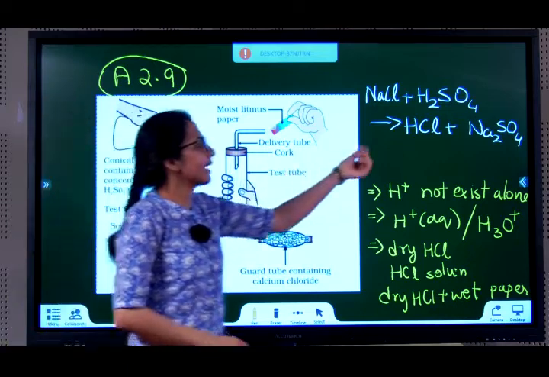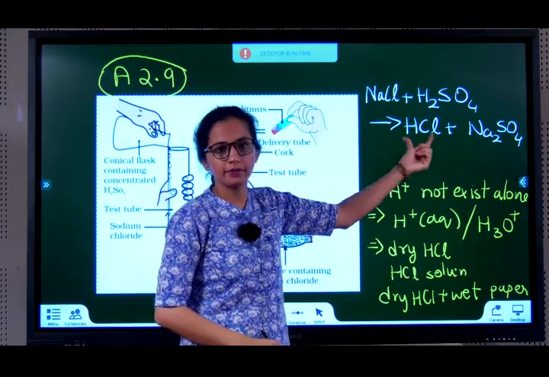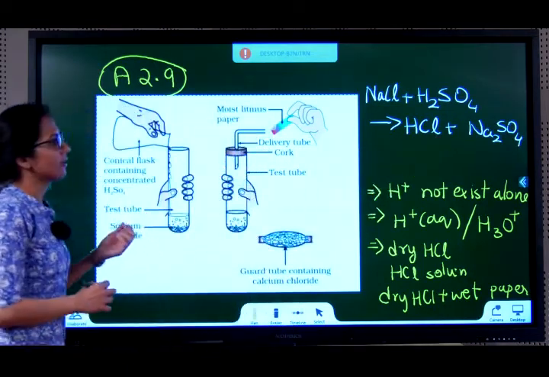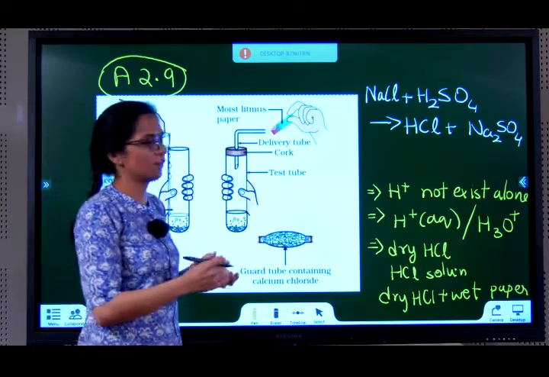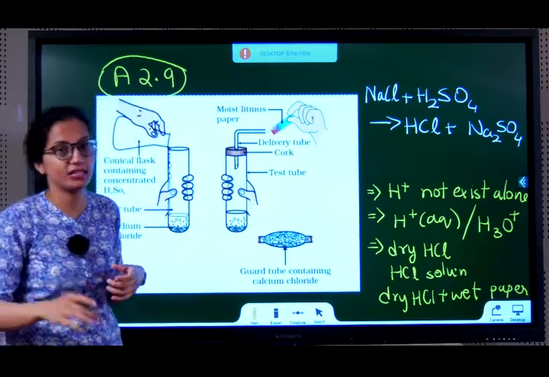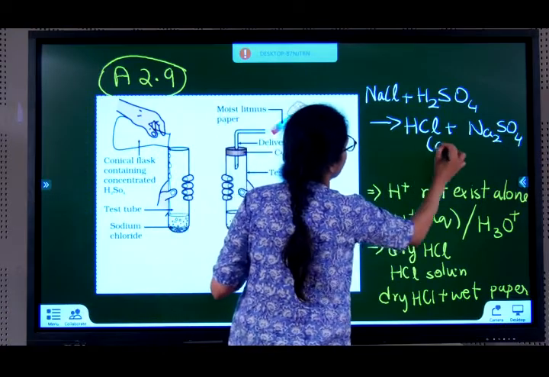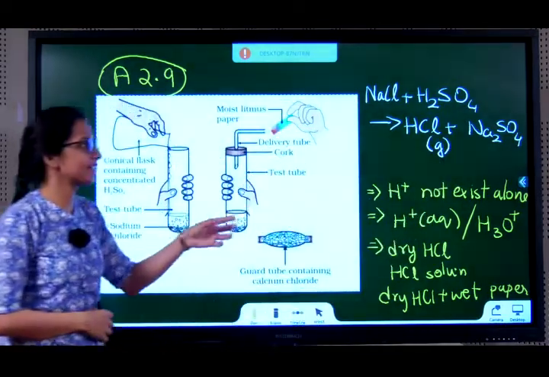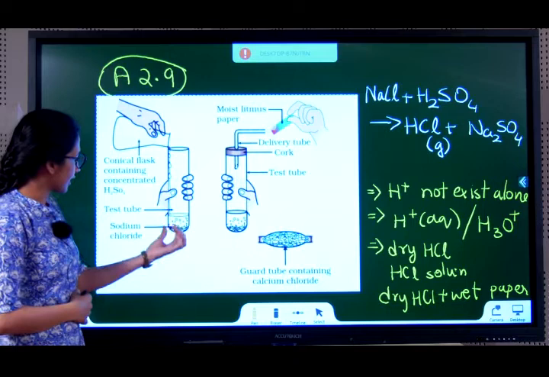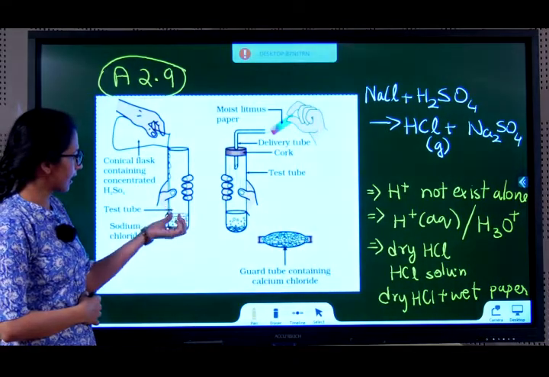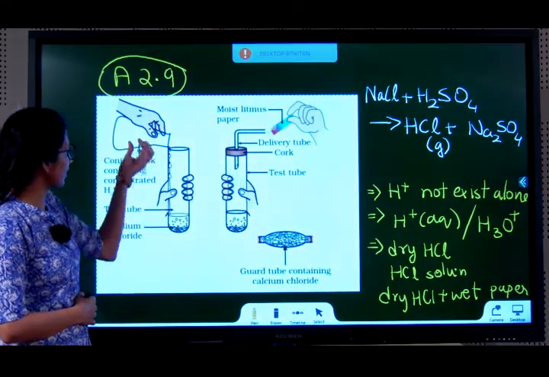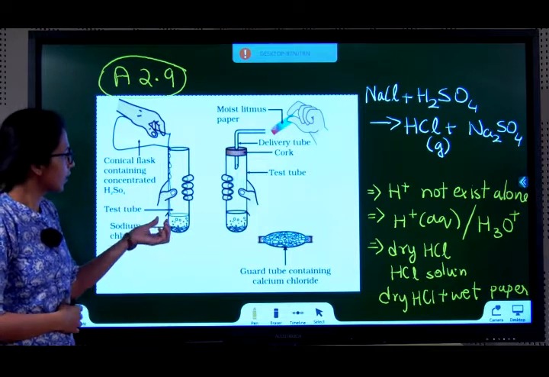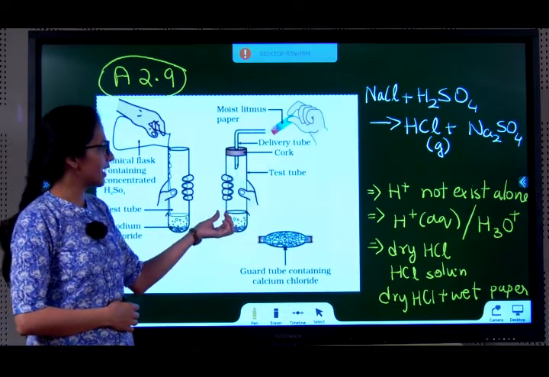So there is HCl being produced. Do you agree? Yes. Now HCl, whenever you prepare HCl using this experiment, the HCl produced is in the gaseous state. So when HCl is produced here, I have NaCl here and I have poured the sulfuric acid. Which gas is going to be produced?